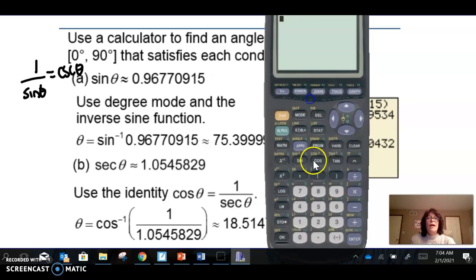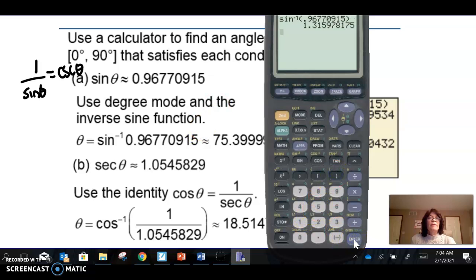Okay, so sine inverse is right above the sine button. So if I want to know what degree gives me the sine of 0.96, I will say second sine inverse, okay? And then I'll type in the ratio 0.96770915, okay?